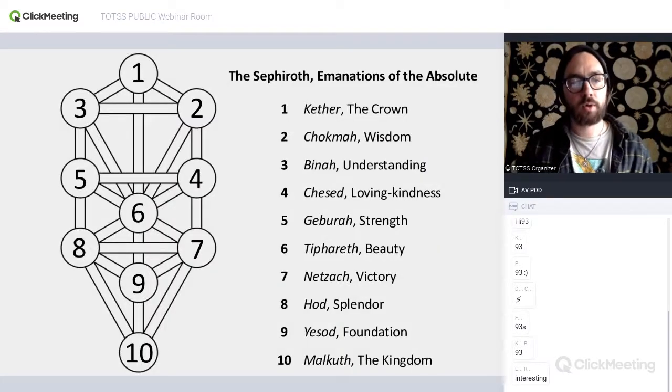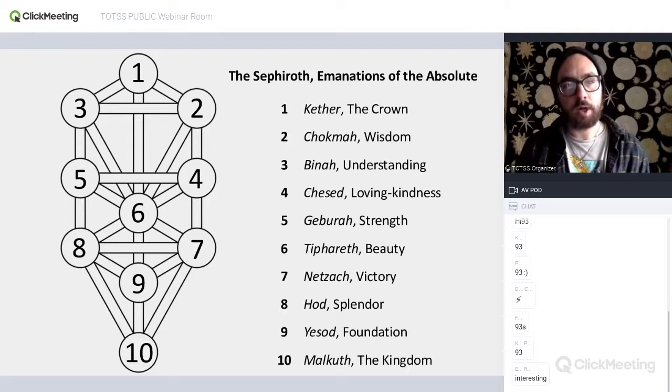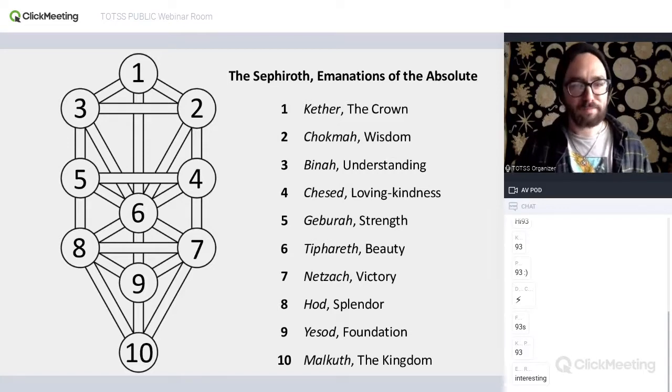All right, so switching gears a little bit, we have another cosmological image here. This is, of course, the Tree of Life and the Sephiroth. I did a 6-part class series on the Sephiroth back from late summer into early fall, and that's all up on YouTube if anybody wants to listen to me talking about the Sephiroth for a while. But just a reminder, we have the 10 spheres of the Sephiroth, from the crown to wisdom, understanding.